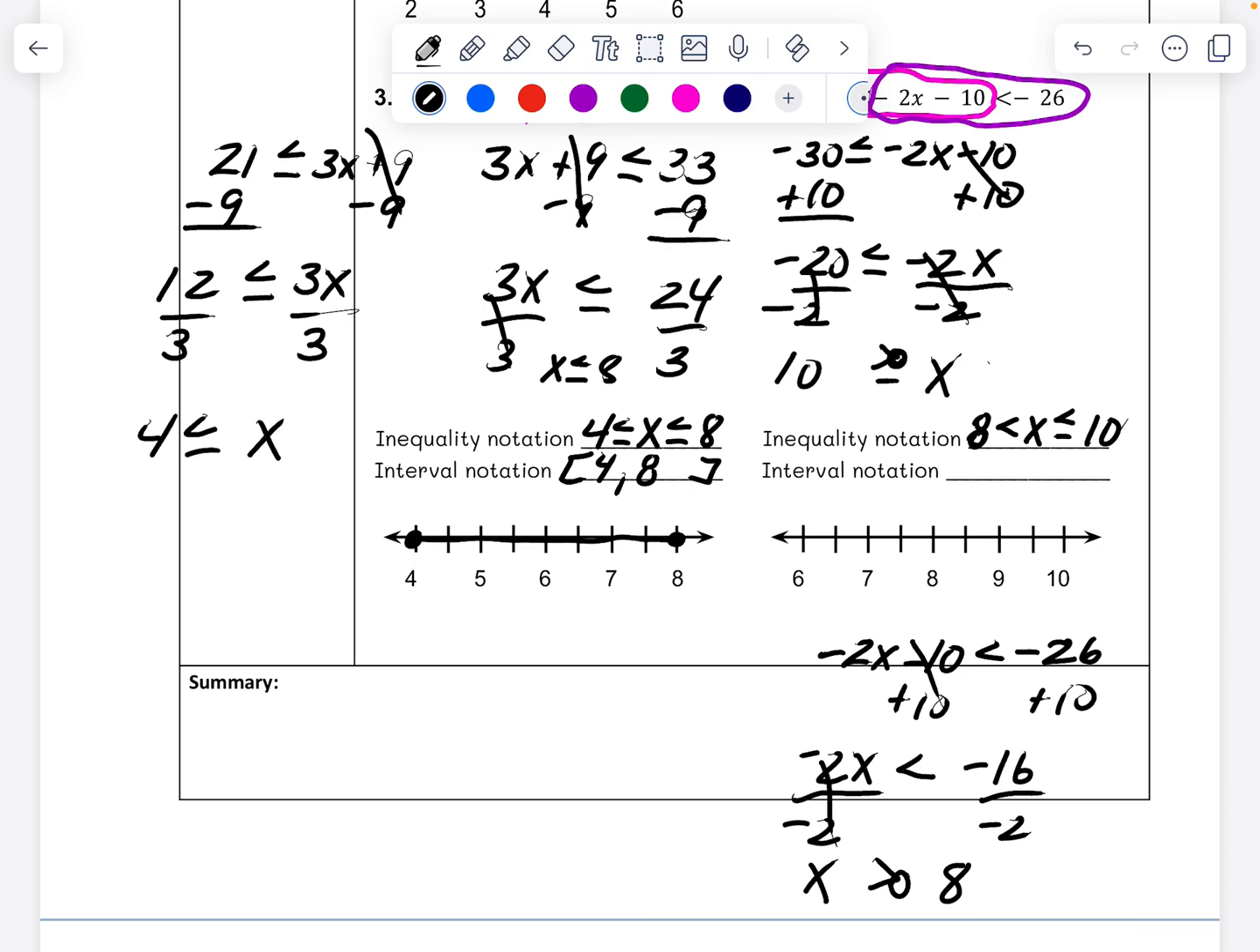Now, interval notation. We're going to use parentheses on this side with the 8, and we're going to use a bracket on this side with the 10 because we have that equal sign. And we're going to fill in our circle here. We're not going to fill in our circle here, okay, because parentheses has an open circle, bracket has a filled circle, and I'm going to draw my line in between.